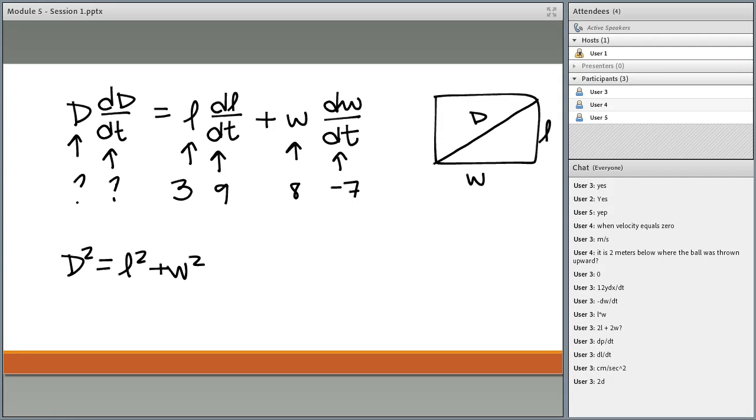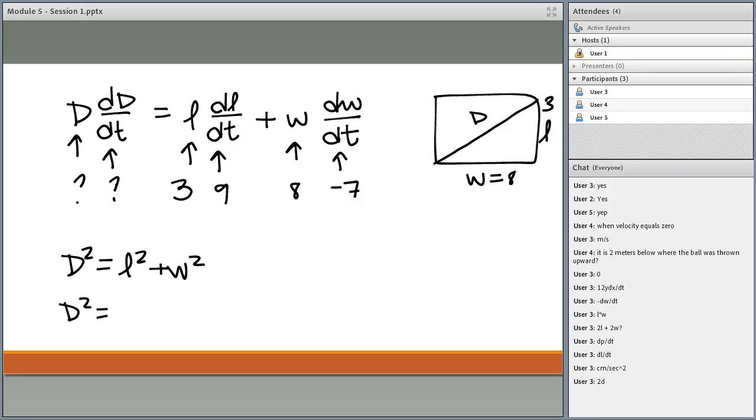So can I find it? Yes, I have W. I know W is 8, and I know L is 3. So I can use those two to find the value of D. And I have to, because I need only one unknown in my equation, and right now I have 2.